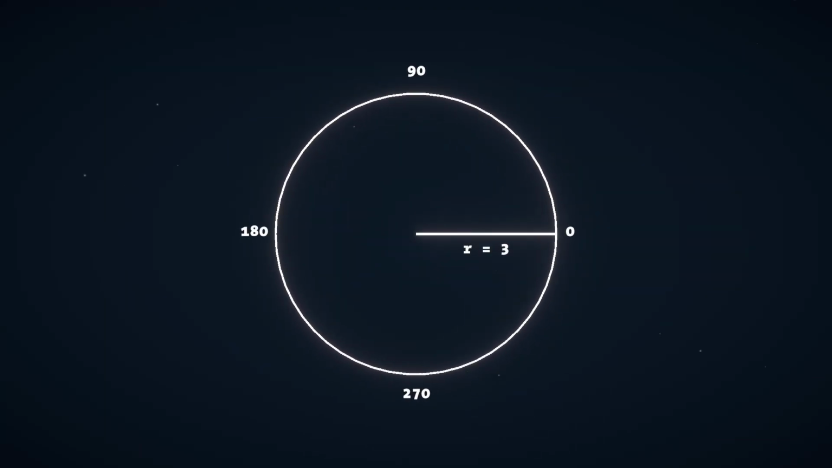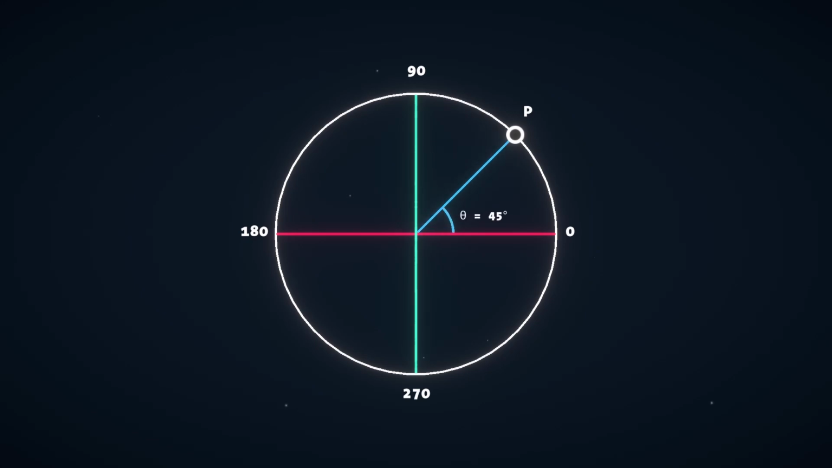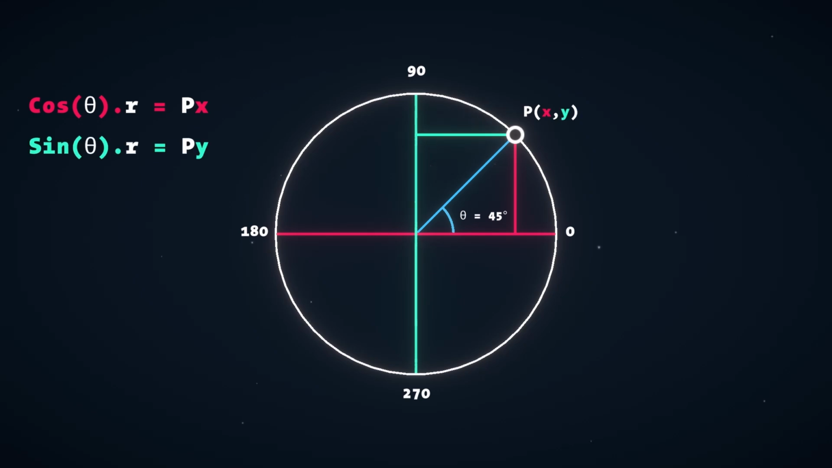We have a circle that contains a point P whose position we want to know. The only thing we should know is the angle of P. If we calculate the cosine of the angle multiplied by the radius, we get the x component of P. If we calculate the sine of the angle multiplied by the radius, we get the y component of P.